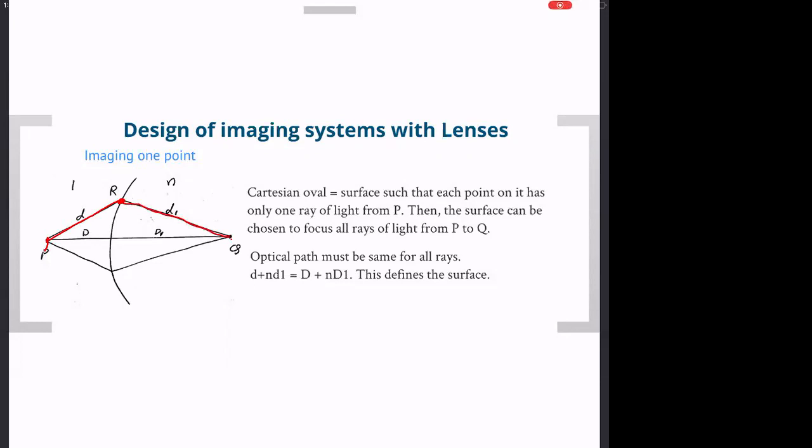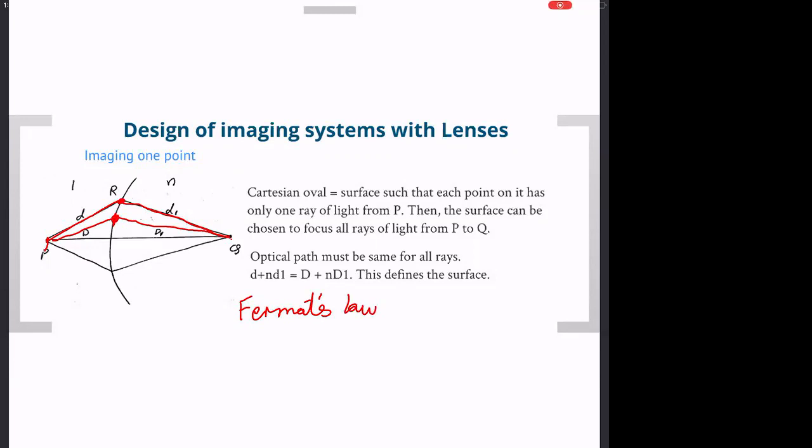Okay, and I can take any other point here, and I can do the exact same thing. So I change the shape of this surface such that this redirection happens. Now you can write this based on something called Fermat's principle or Fermat's law, saying that the optical path must be the same for all the rays.